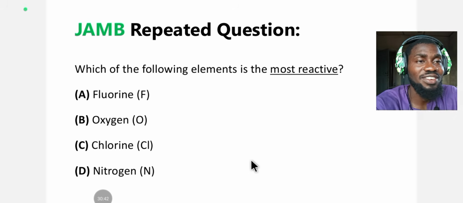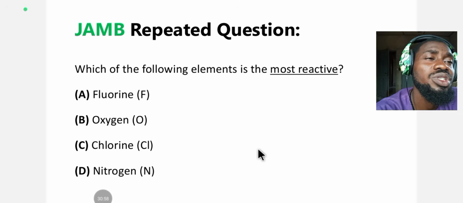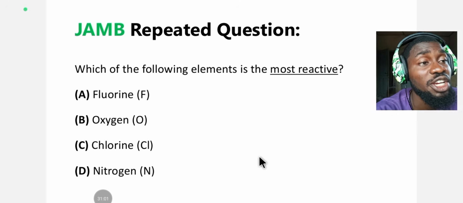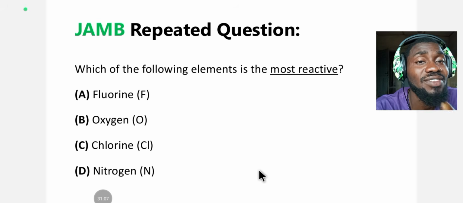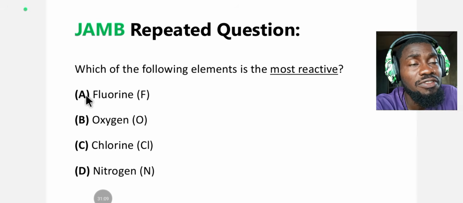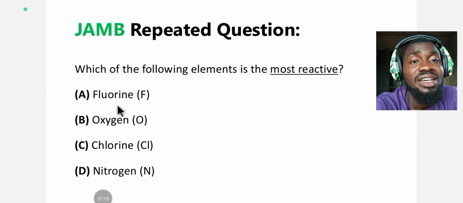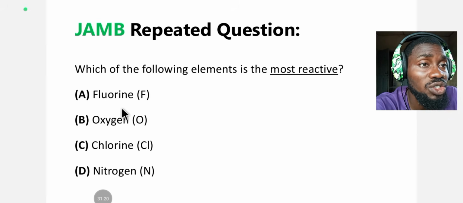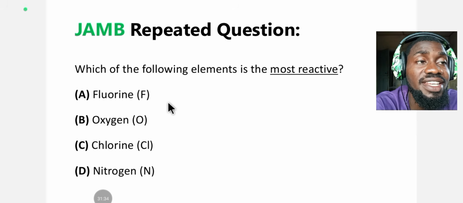Very fast, very easy. When you are done figuring out the valence electron of all the elements, you use the laws of reactivity and unreactivity to confirm your answers. So the element here, fluorine, we already know the valence electron of oxygen. We just did that and we got 6. So the valence electron of fluorine is what? We also did the valence electron of fluorine, and it is 9.